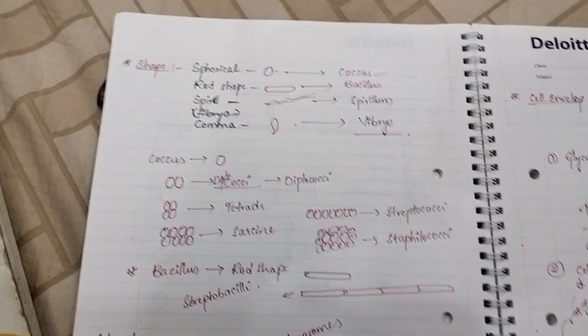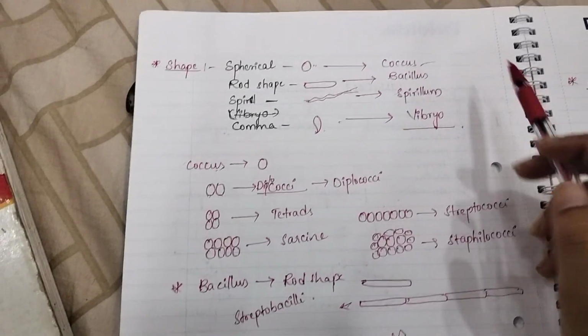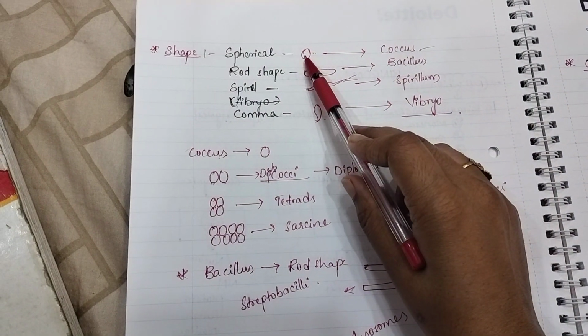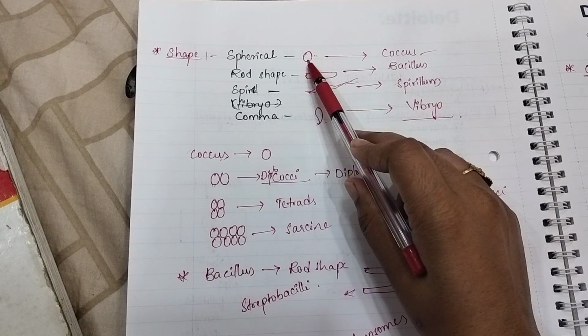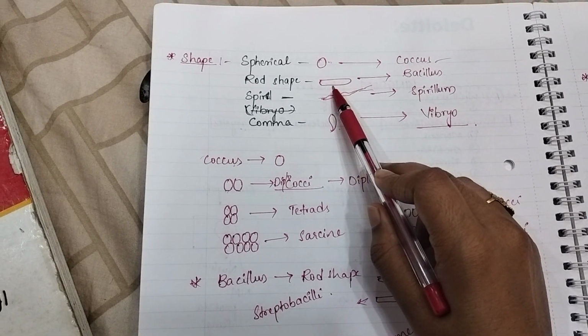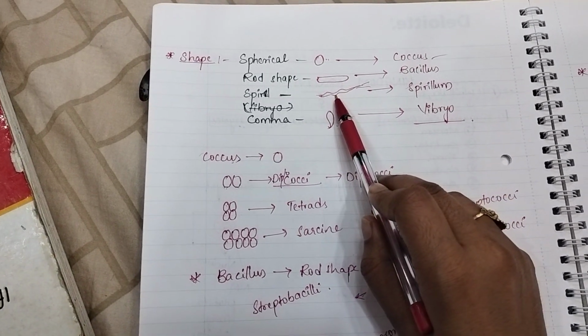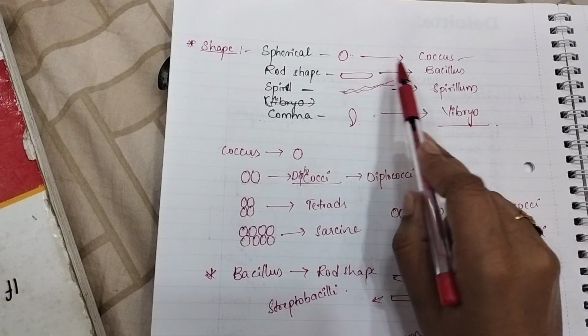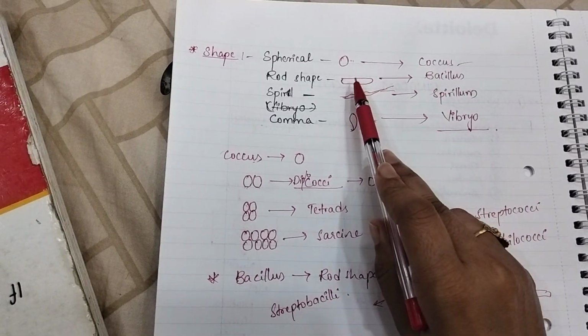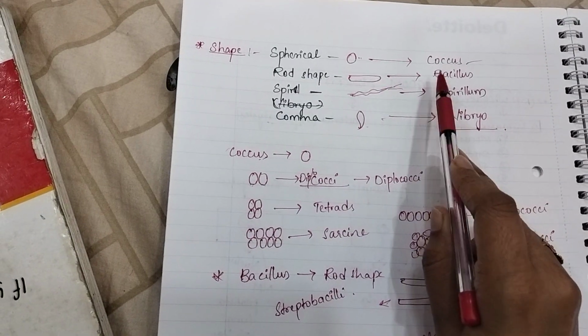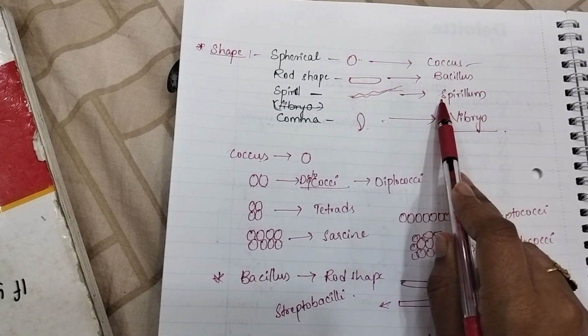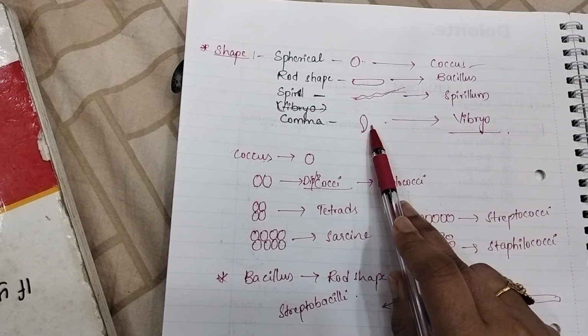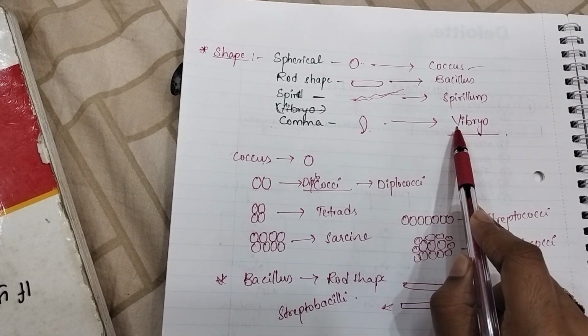And then comes shape. Let's have a look at the shape of the bacteria. Some bacteria appear spherical in shape, some appear rod shaped, some appear spiral in shape, and some appear comma shaped. If they are spherical in shape, they are called coccus. If they are rod shaped, they are called bacillus. If they are spiral in shape, they are called spirillum. If they are comma shaped, they are called vibrio.